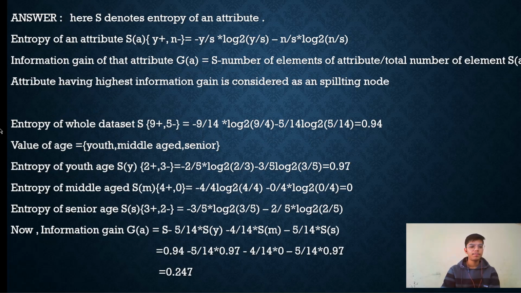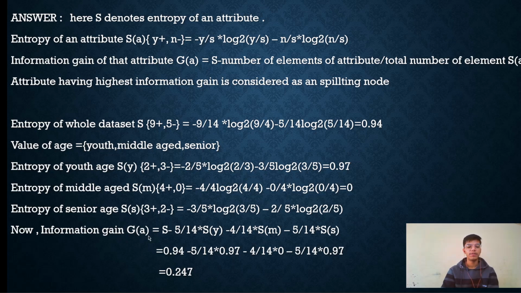So here the entropy of the whole data set, calculated by the above mentioned formula, is 0.94. Now age. Age has three values: youth, middle age, and senior. We will find the entropy for these three values. You can see that for youth it is 0.97, for middle age 0, and for senior it is 0.97. Now what we have to do is find the information gain.